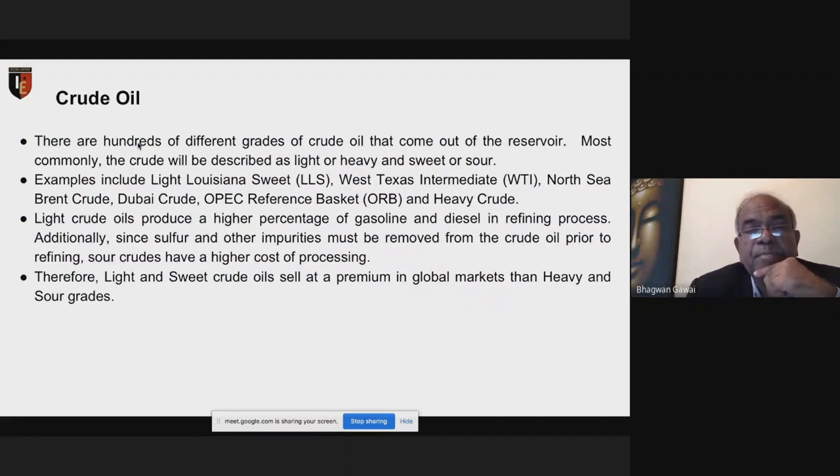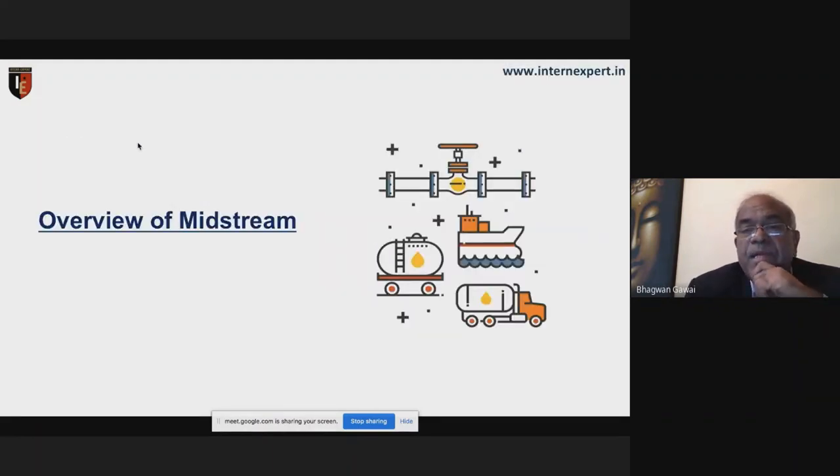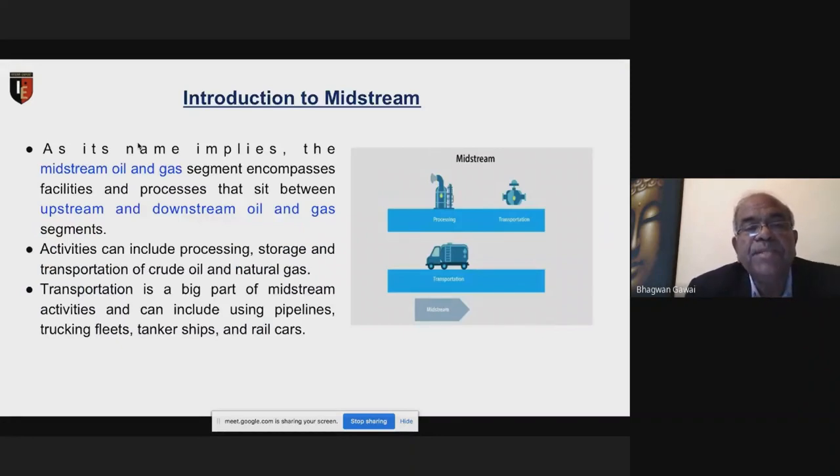So I think I have covered upstream in brief. Now we'll go to midstream. Okay. So what is the midstream? The midstream oil and gas segment encompasses facilities and processes. See what happened, whatever oil is produced in the upstream area comes to midstream. So what happens in this midstream, it comes to gathering stations, storages. So if any poisonous gases are there, or sand, or anything, in this midstream area you do the processing, and then whatever after the processing, you transfer to the downstream for the further refining process. So midstream is totally processing, storage, and transportation. Processing, transportation, and storage is the key area of this midstream.